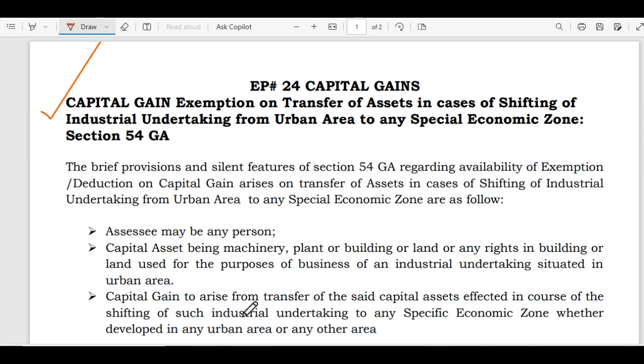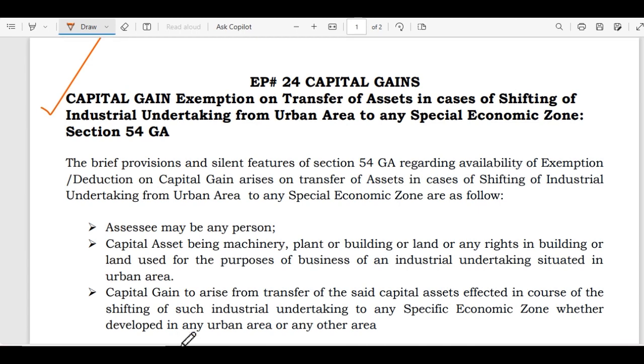Capital gain to arise from transfer of the said capital assets effected in the course of shifting of such industrial undertaking to any special economic zone, whether developed in any urban area or any other area.